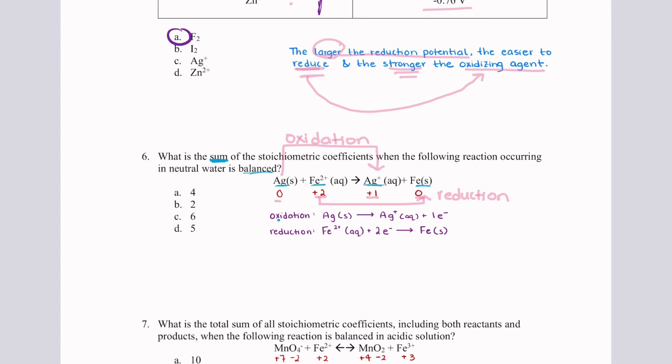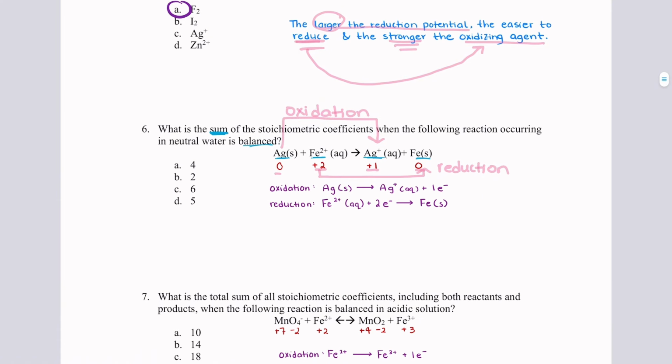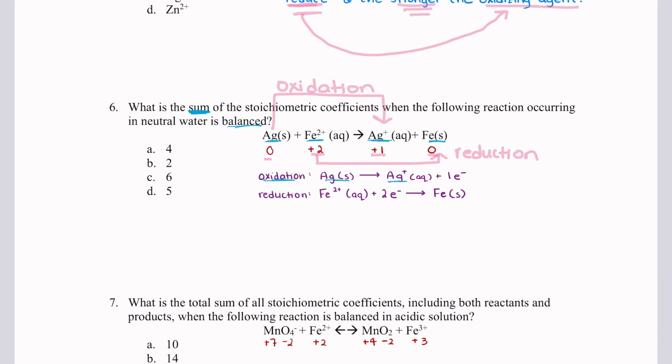So for oxidation, we can write silver metal forms silver 1 plus ions and it releases 1 electron. For reduction, we can write iron 2 plus gains 2 electrons to form iron metal. To balance electrons, we need to find the least common multiple between 2 and 1, which is just 2. Therefore, we need to multiply our oxidation half reaction by 2. So the oxidation half reaction becomes 2 silver atoms form 2 silver 1 plus ions and 2 electrons.